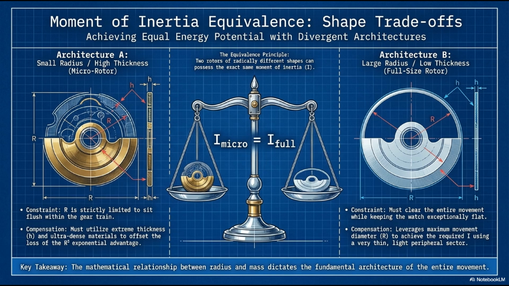On the right, we have architecture B, the full-size rotor. It has a massive radius r. The constraint here is that it must clear the entire movement, but we want the watch to remain exceptionally flat. The compensation? It leverages the maximum possible movement diameter to achieve the required inertia using a very thin, relatively light peripheral sector. The mathematical relationship between radius and mass dictates the fundamental architecture of the entire movement. I_micro can absolutely equal I_full, but the engineering paths to get there are completely opposite.